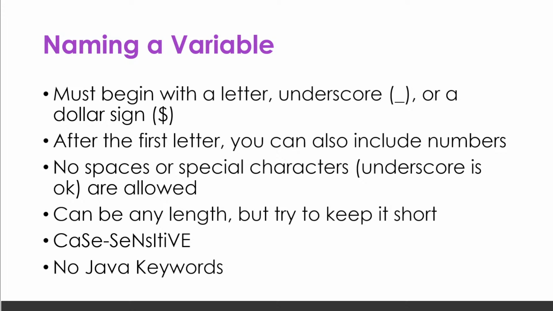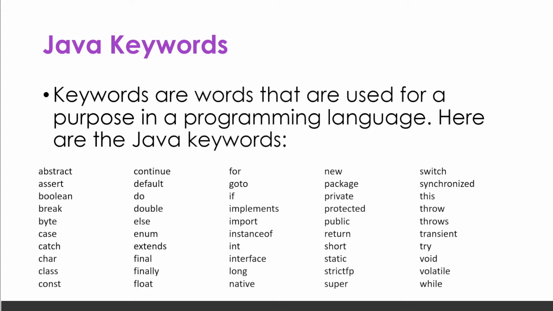We also say no Java keywords here. What is a Java keyword? Here are some of them. Abstract, assert, Boolean, break, byte, case, catch. These are all words that do something else in Java. So if they already do a thing, we can't try to make them do something else. We can't try to make them be a variable name or be a function name or whatever. Right? We have some examples here.